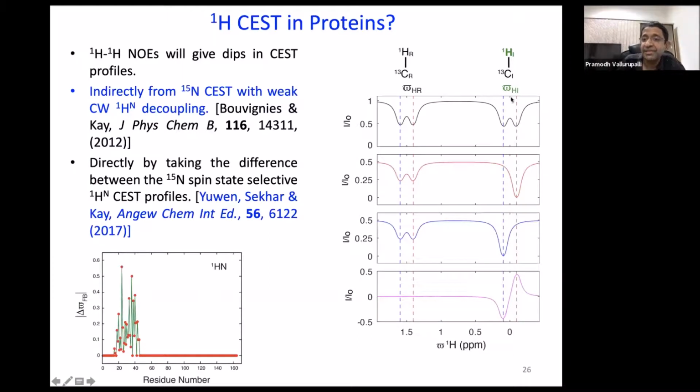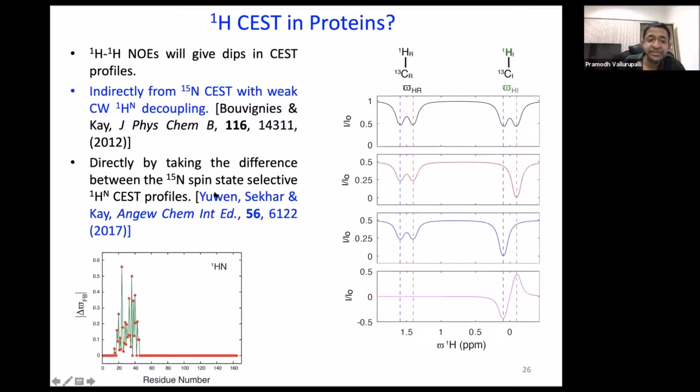Okay, so here we have our proton of interest, which resonates here, and it's attached to a C13 nucleus. And we also have another remote proton, which is attached to another C13 nucleus. These two protons interact due to an NOE. If you calculate the CEST profile for this proton, what you expect is 2 dips here, because we are not doing any C13 decoupling. One corresponds to carbon in the alpha state and one to carbon in the beta state, and also 2 dips here corresponding to this carbon in the alpha or beta state. And the dips here come due to the NOE interaction between these 2 protons.